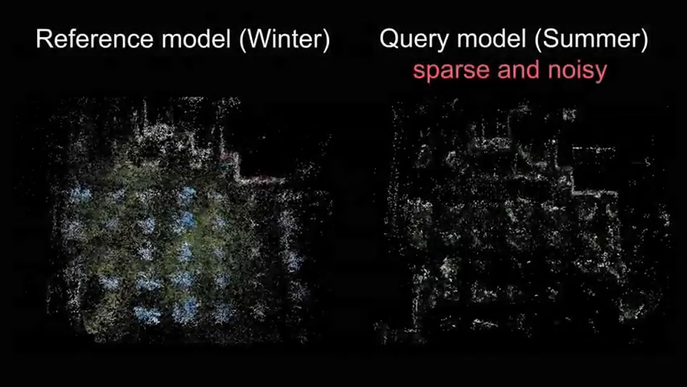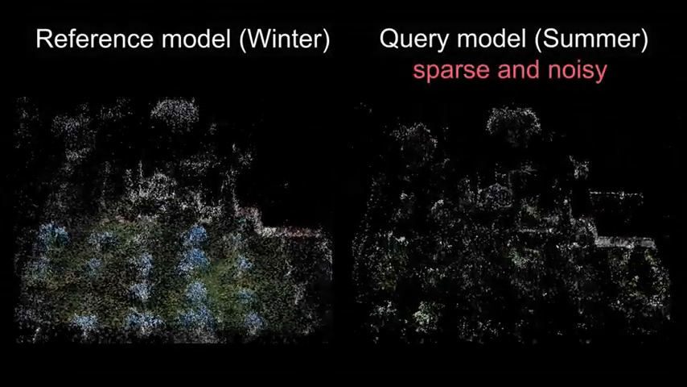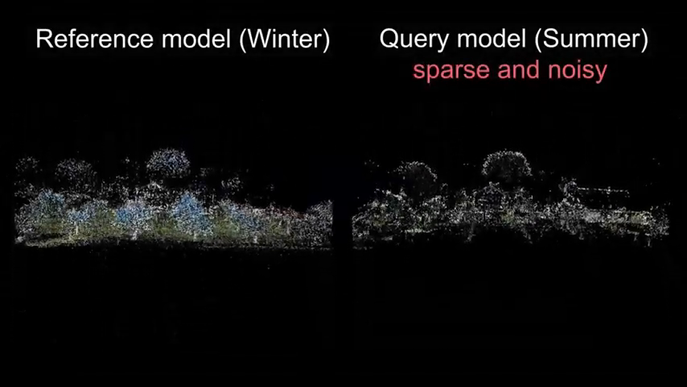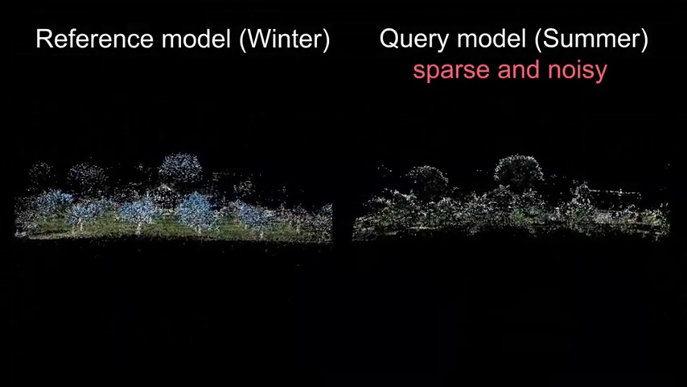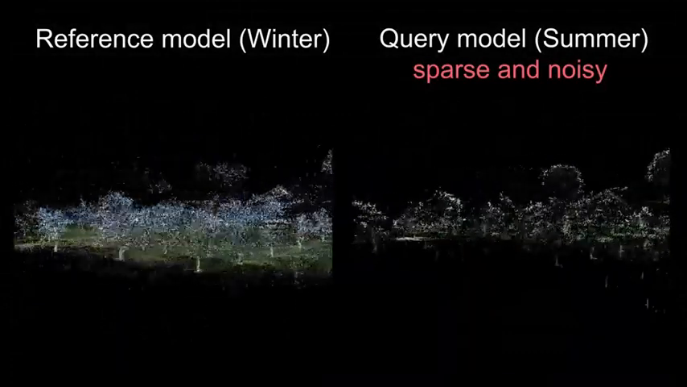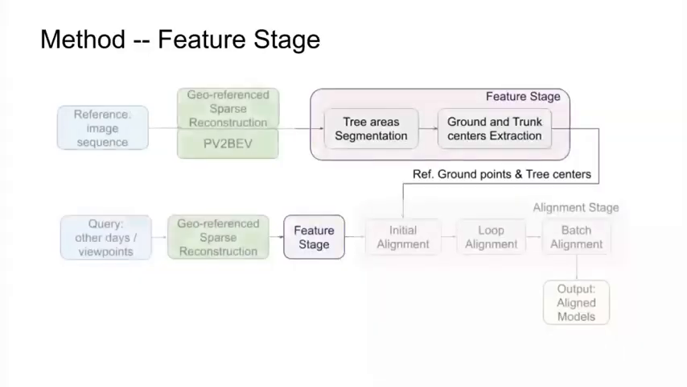For each image sequence, a sparse point cloud is reconstructed by structure from motion using COLMAP. In the following illustrations, we use the model based on images collected from an apple farm in the winter as the reference, and the model from the summer as the query for demonstration.